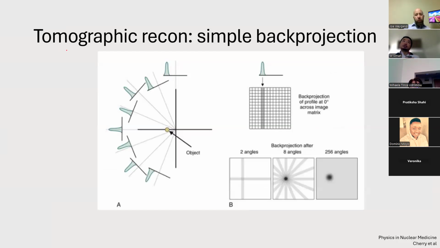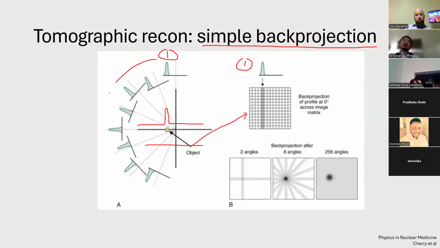Tomographic reconstruction. How do we reconstruct our projections? One approach is called back projection. In this case, what I'm showing you is a simple projection. Let's say this is view one, and if you think about your detector over here, what you're looking at is a profile like that. I don't see anything, I see something over there, and I don't see anything. So that's what it looks like.